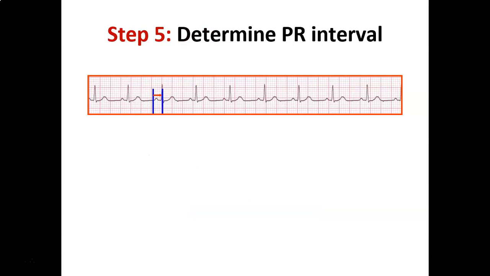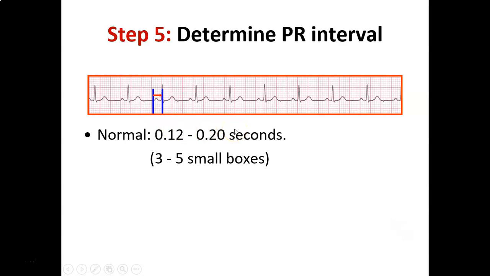In step 5, determine the PR interval. The PR interval is from the beginning of the P wave to the beginning of the R wave. Normally this PR interval is 3 to 5 small boxes or 0.12 to 0.20 seconds. So what do you think in this rhythm strip, the PR interval? Is it normal or is it long? It's 0.12 seconds, which is absolutely normal.